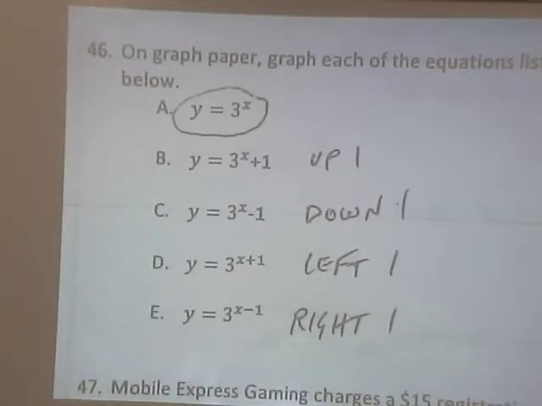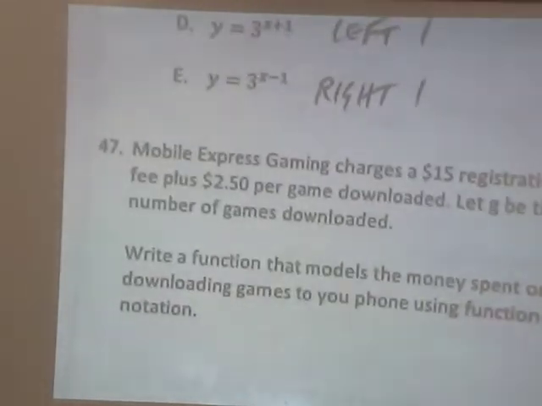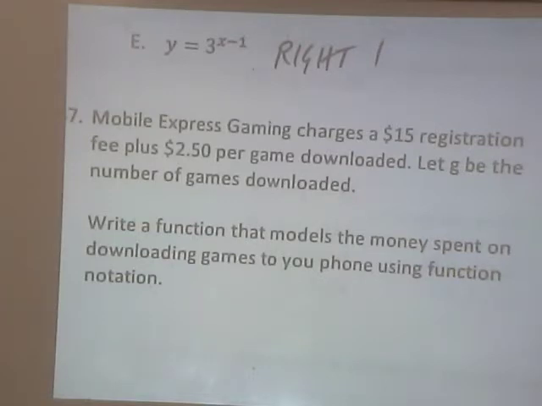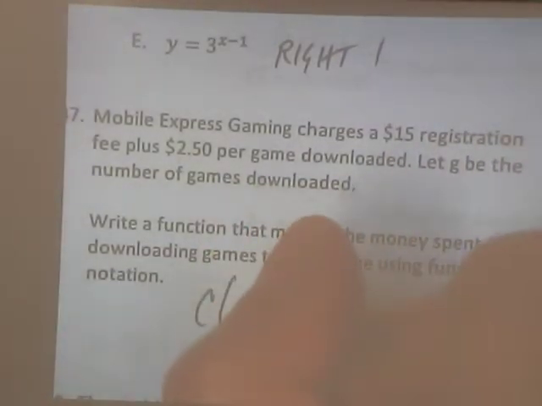Okay. Number 47. A Mobile Express Gaming charges $15 registration fee plus $2.50 per game downloaded. Let G be the number of games downloaded. Write a function that models the money spent on downloaded games to your phone using function notation. Okay, so let's say 2.50G. Let's call it cost, right? So cost of G, cost of the games.